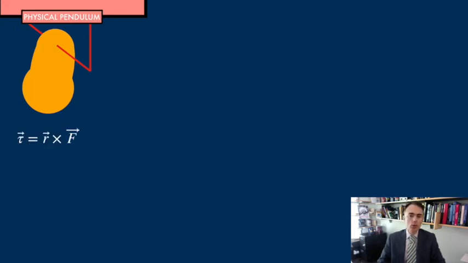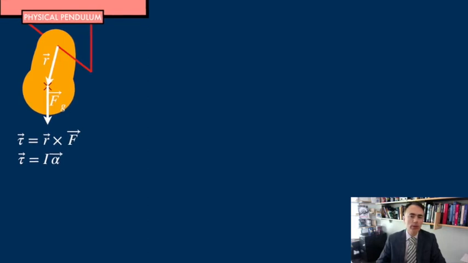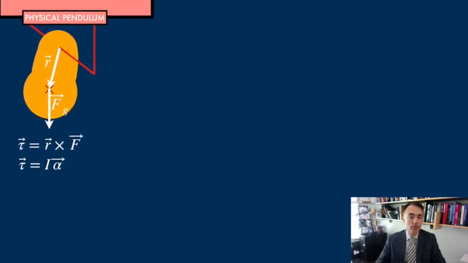The torque is the cross product of the position times the force. The position vector goes from the fulcrum to the point where the force is acting. This is the center of mass of the pendulum. The force of gravity points straight down. The torque is equal to the moment of inertia times the angular acceleration alpha.